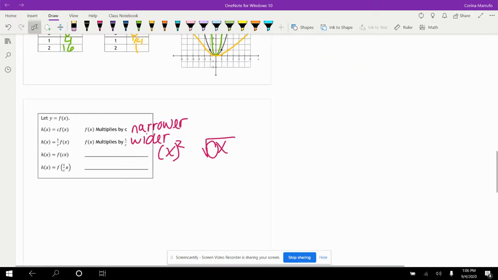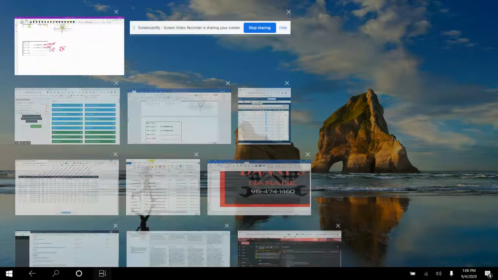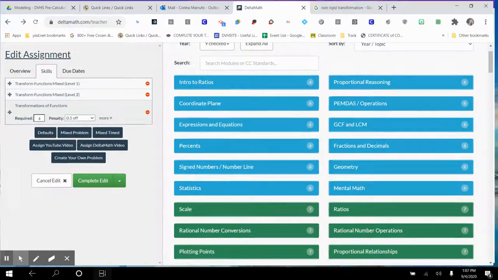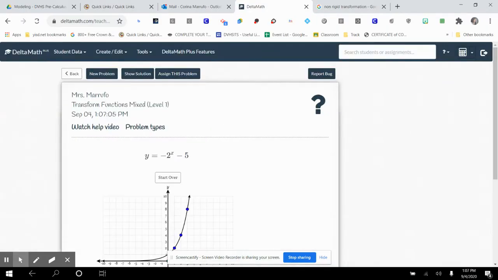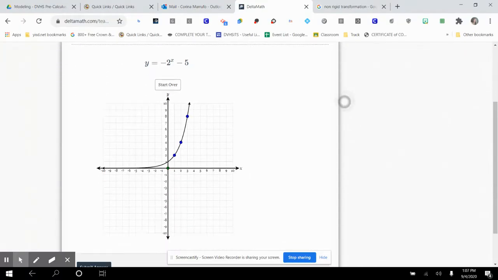Now, I am going to go over to your Delta Math so that you can get an idea of what your assignment looks like and what is expected of you on the assignment. So here's the first one. It gives us negative 2 to the x power minus 5. So we need to see the transformations. So here, if we had our exponential function, that's a parent function.